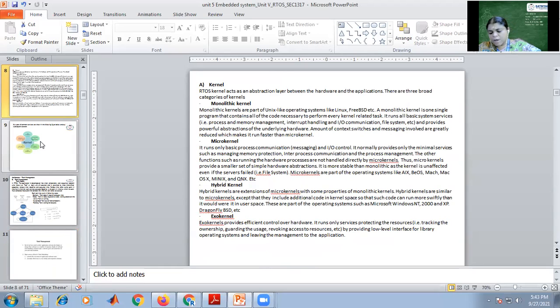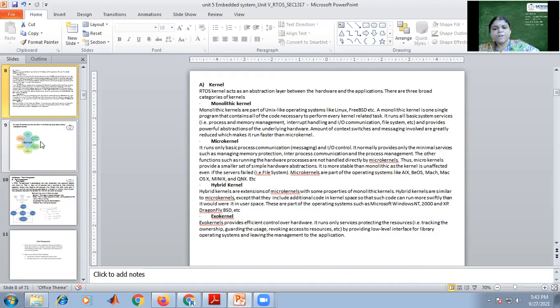For example, in order to make the computer do any task, we have the hardware, which is the motherboard. On top of the motherboard, we are writing code. But what acts as a bridge between the hardware and the program? That is the kernel. So the kernel is a layer between the hardware and the application.